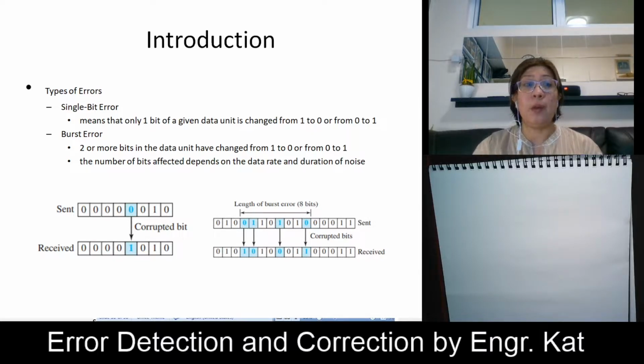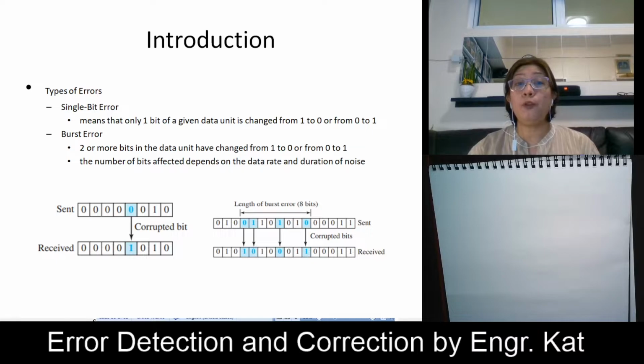For example, we are sending data at 1 kilobit per second. We expect a noise of 1 over 100 seconds, so it can affect up to a maximum of 10 bits. However, when our data rate is larger, for example 1 megabit per second, 1 Mbps, that same noise can affect up to 10,000 bits. So the number of bits affected really depends on the data rate and, of course, the duration of the specific noise.